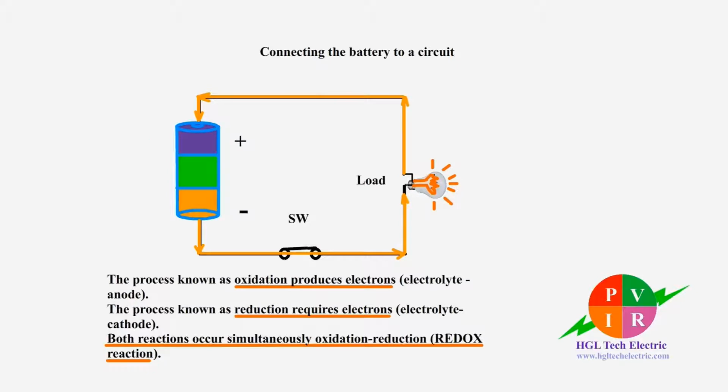The process known as oxidation produces electrons. The process known as reduction requires electrons. Both reactions that occur simultaneously are called redox reactions.